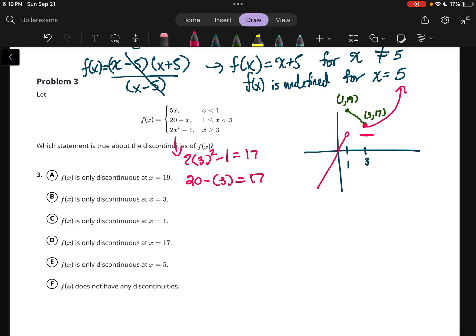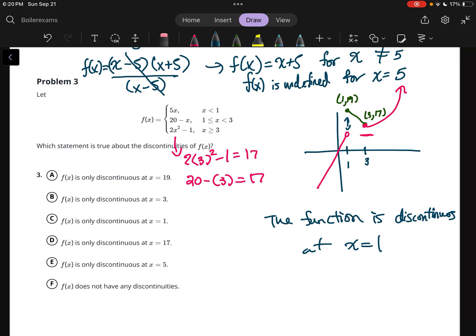But if we look at the other transition, the transition between 5x and 20 minus x, we can see that there's a pretty big gap over here. It's fairly obvious that function isn't continuous. There's this huge jump between y equals 5 and y equals 19. So that means that the function is discontinuous at x equals 1.